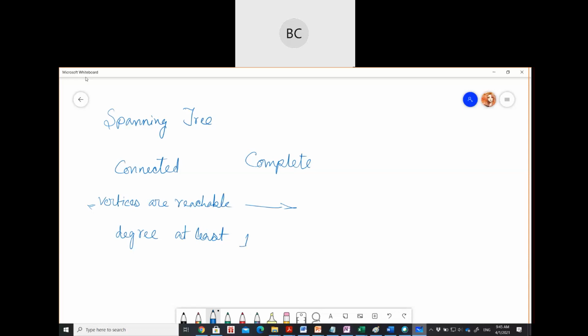The difference is that all complete graphs are connected graphs, but not all connected graphs are complete graphs. Okay, so all complete graphs are connected.